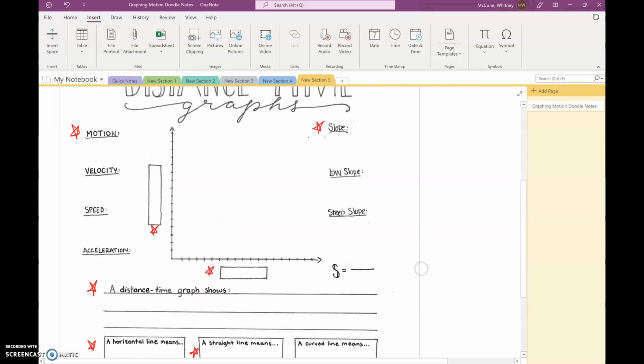Right? We're going to draw two lines on our graph. We're going to draw one straight line here and another straight line here. Which one of these is going faster, the first line or the second line?